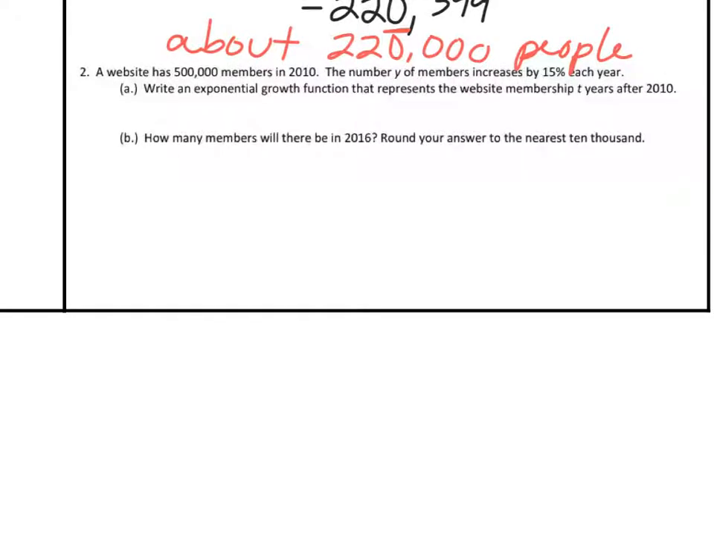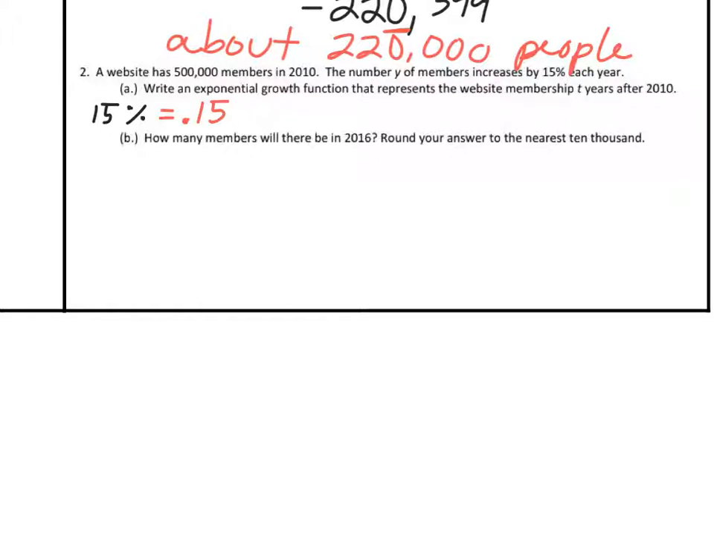A website has 500,000 members in 2010. The number Y of members increases by 15% each year. So it's growth because it's increasing. Write the function. You have to take 15% and change it into a decimal. What is 15% as a decimal if you move the decimal place to the left? 0.15. So that'd be 15 hundredths.